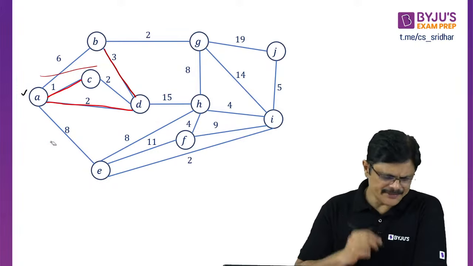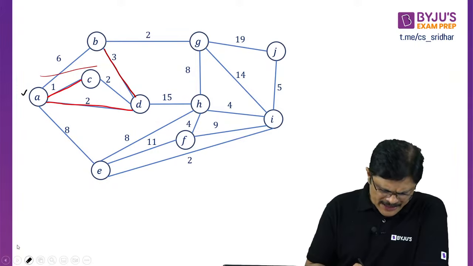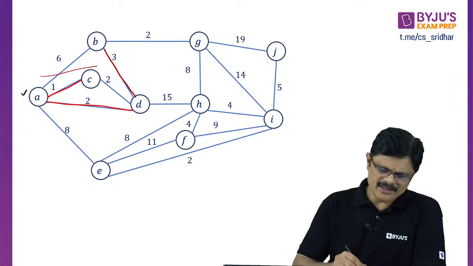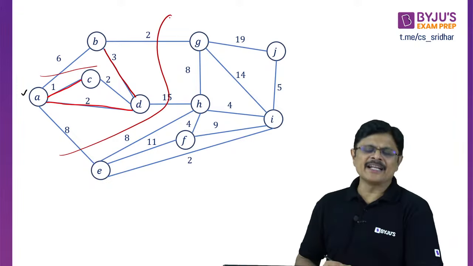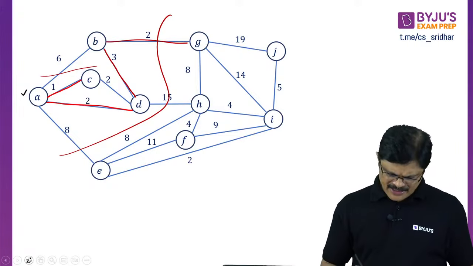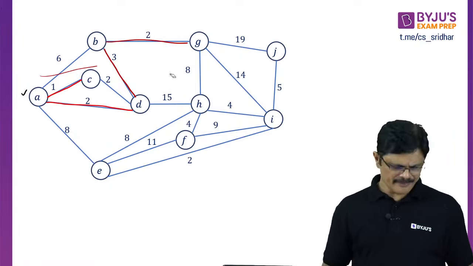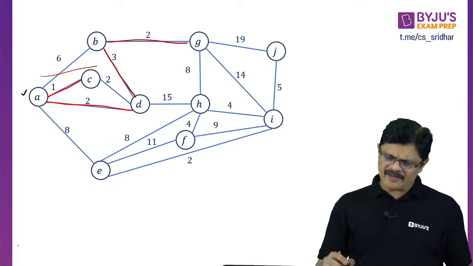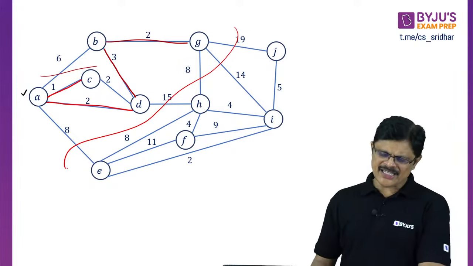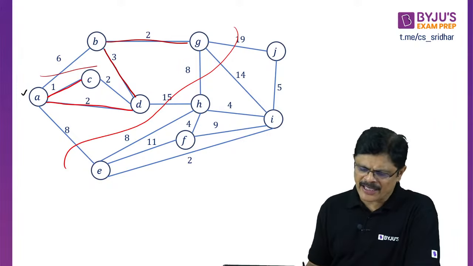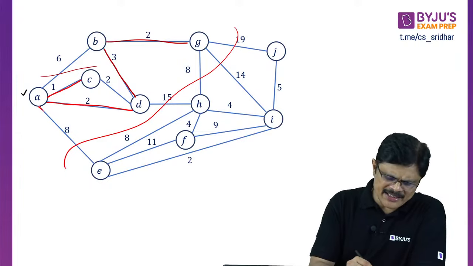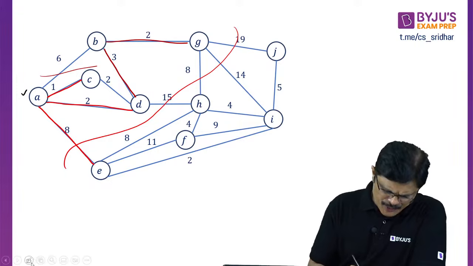And remove this cut. Now try to see the cut, my dear friends, which separates this from the remaining part. So this is the cut. And in this cut, what is the least edge? This is the least edge. Select that and remove this. Now try to see the cut for this. This is the cut. What is the least cost edge? 8, 15, 8, 14, 19. 8 is the least cost. Either you can select this 8 or this 8. Let me select this 8 and remove the cut.